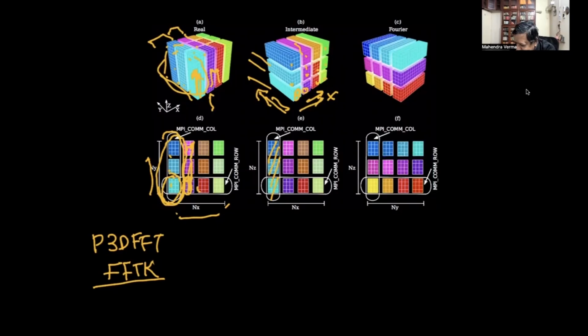So these guys will talk among themselves, and you can see that there are 4 of these. Instead of 4 pencils going along the Y direction, now we have 4 pencils going along the X direction. Now I can do the sum along the X direction. And once I'm done, I have the Fourier transforms, all of it.